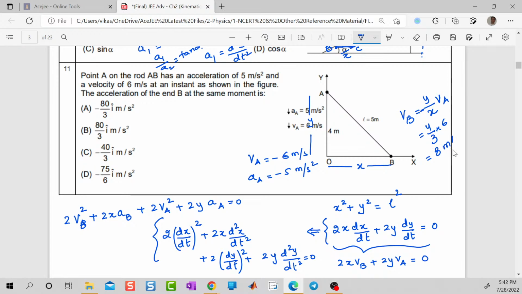Now that we have that, we're going to use this equation, so cancel out all the 2's here. So what do we get? VB square, that is 64, plus x, which is 3 into AB, plus VA square, which is 36, plus y, which is 4, and acceleration is minus 5, so minus 20, and this is equals to 0.